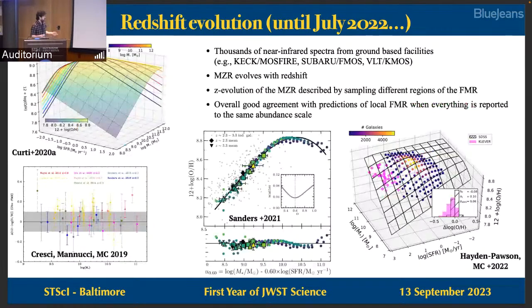But when you bring everything into the FMR framework, so accounting for the secondary dependence on the star formation rate, high redshift galaxies at up to redshift about 3, on average, follow the same local scaling relation as predicted by the local fundamental metallicity relation.